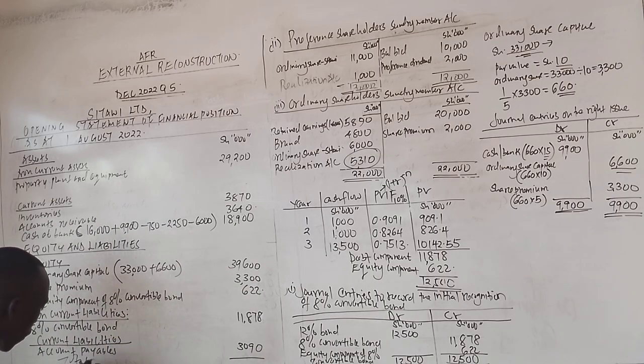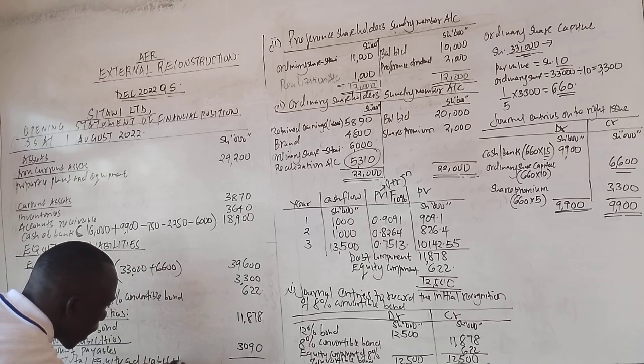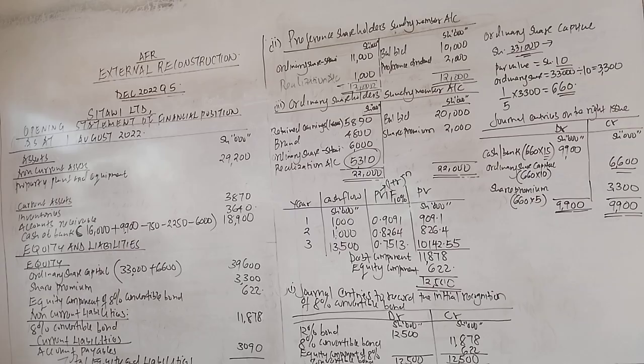We have the total equity and liabilities. But before that, let us see whether we had a capital reserve or goodwill.